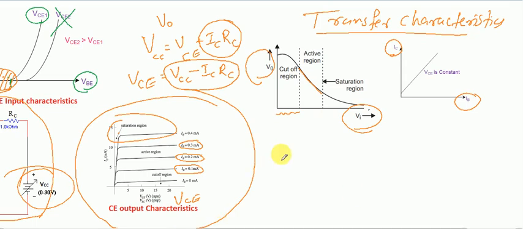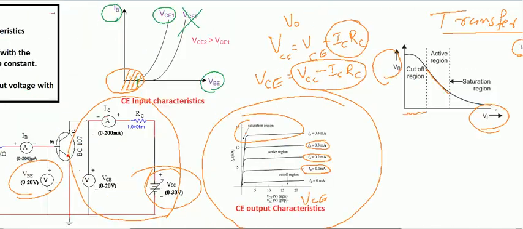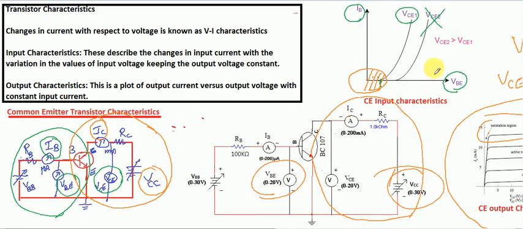In the same way, you can find the common base transistor characteristics also. As a follow-up activity, you try to learn the common base transistor configuration. What we learned is the common emitter transistor configuration. So you have to learn the common base transistor configuration and the common collector transistor configuration. These two are an activity for you. This is exactly the same as this one.